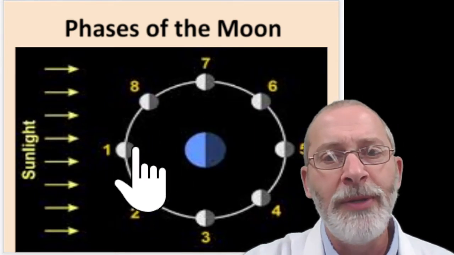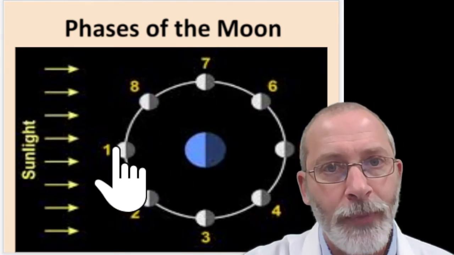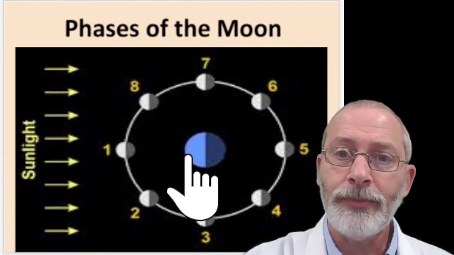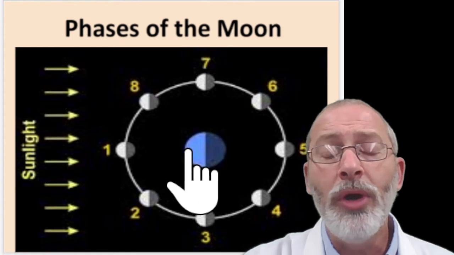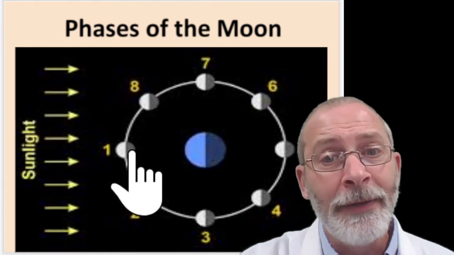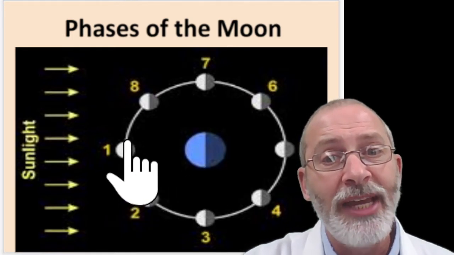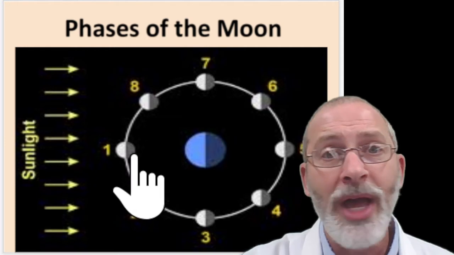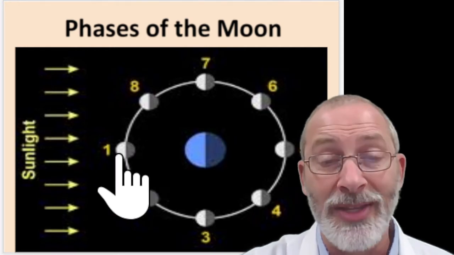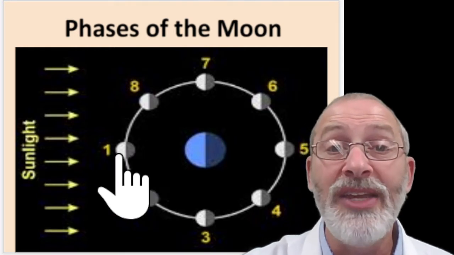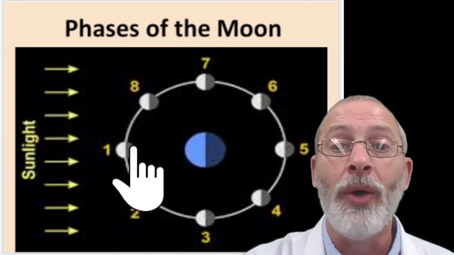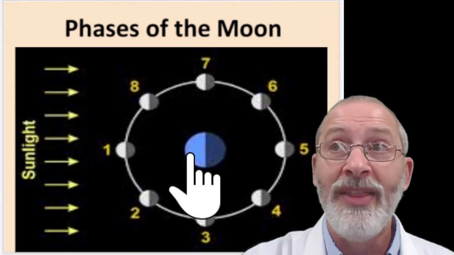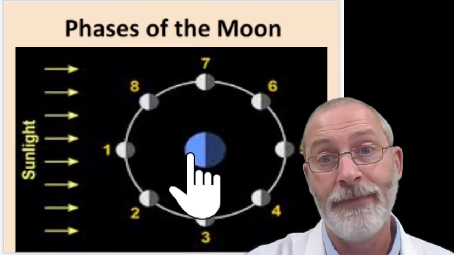So if the moon is in position number 1, which is called a new moon, and we're here on Earth and we're looking up at the moon, we're only going to be seeing the dark side of the moon. We're not going to be able to see the illuminated side because we can't see through the moon. The moon is not transparent. We're only going to be seeing the side of the moon that is facing us.